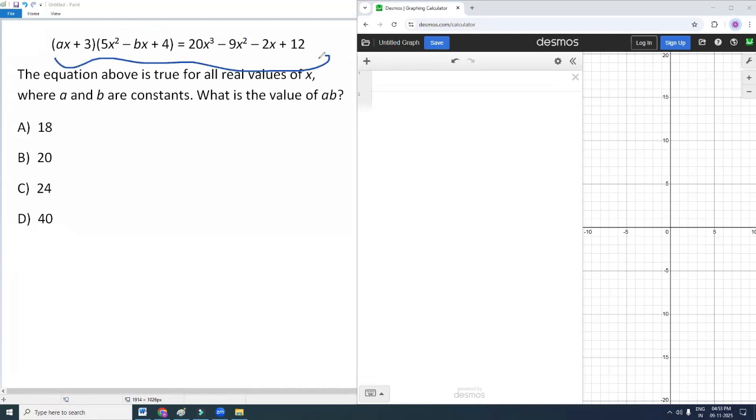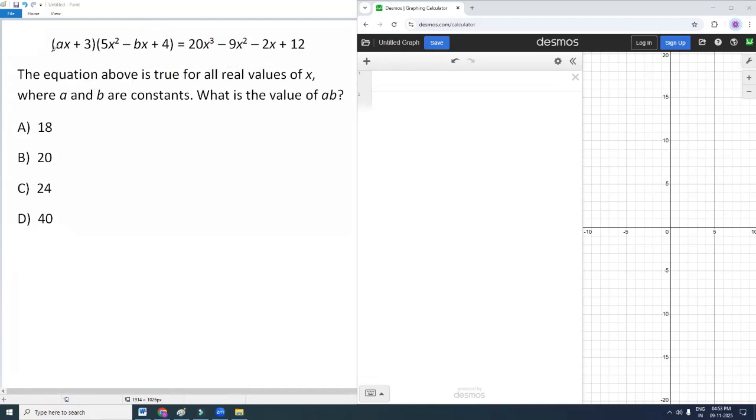Here we have an equation. The equation above is true for all real values of x, where a and b are constants. What is the value of ab? That is, we have to get the value of a times b. Okay, to get the value of a times b, we need the values of the two unknown constants a and b in this equation. We can use Desmos to get the values of the two unknown constants a and b.